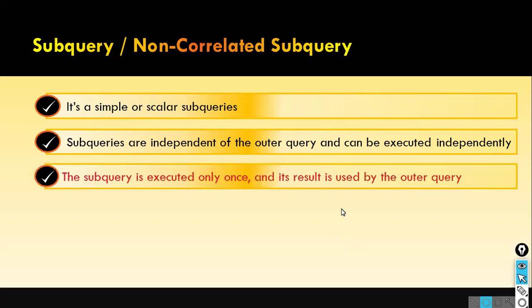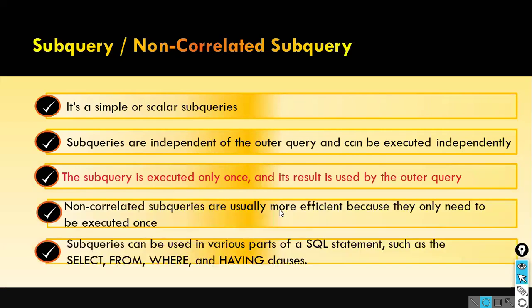The subquery is executed only once. This is the beauty of the subquery. The subquery is executed only once and its result is used by your outer query. The non-correlated subqueries are usually more efficient because they have to be executed only once. The subquery can be used in various parts of your SQL statements, like in the select statement also you can use subquery.